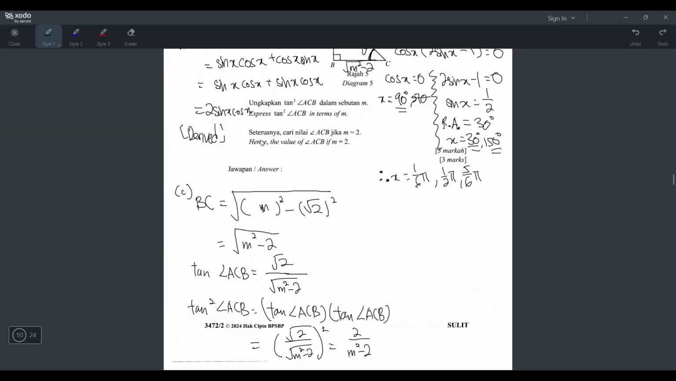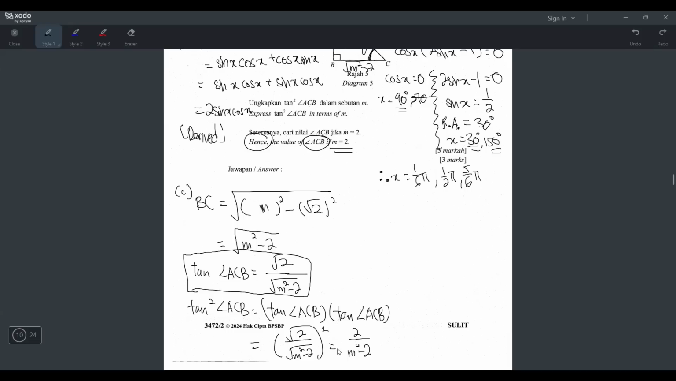But it's not finished yet. They still say something here. Hence, find the value of angle ACB if m equals 2. Okay, I think I have to continue from here, right? But I think it's better if I take it from here. Because if I take it from here, this is tangent square, then I have to square root, I don't want that. Because I want to find the value of ACB. So it's better if I do it from here.